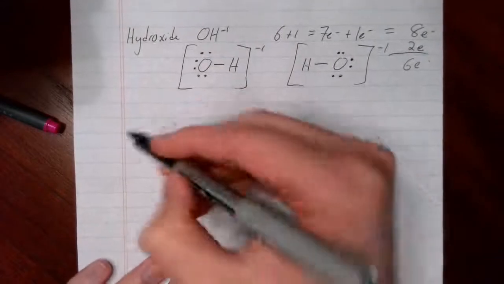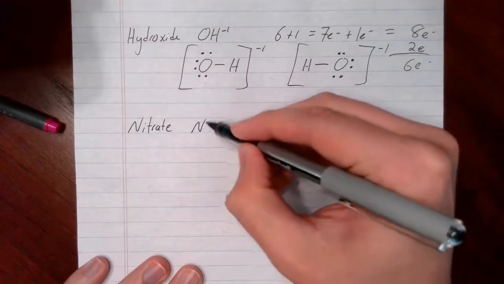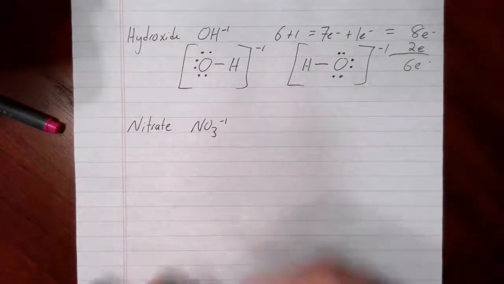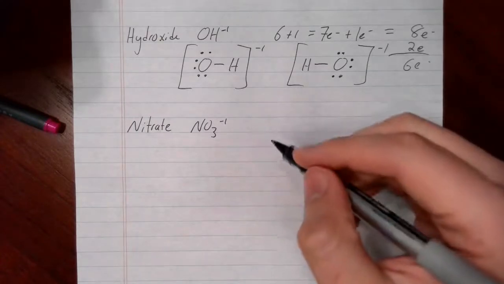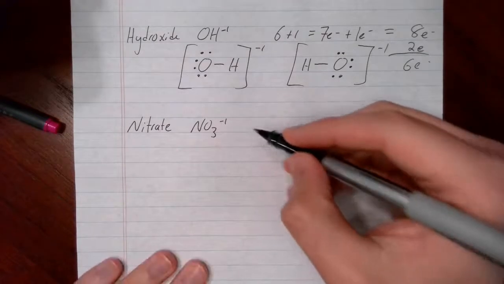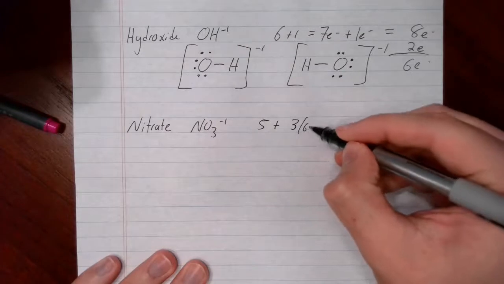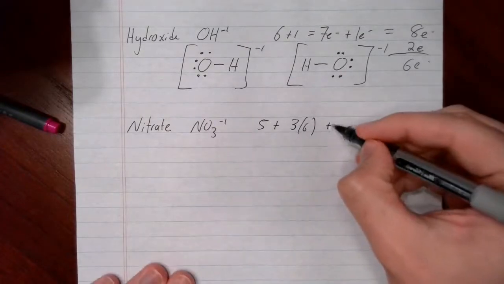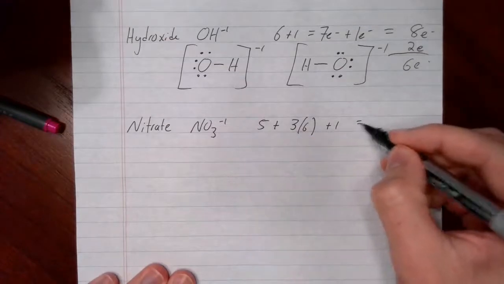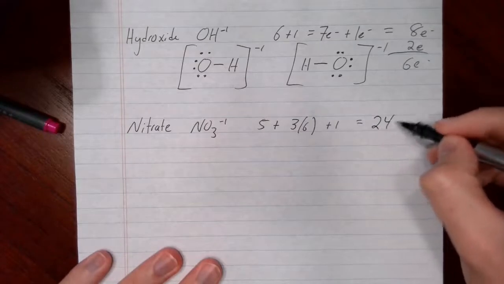Let's look at nitrate. Okay, so I have NO3 -1. Okay, so I need to go through and determine the number of electrons. So nitrogen would have 5 valence electrons. So 5 plus 3 times 6. So then I'll go ahead and add the 1 electron there for the -1 charge. Okay, so I'll see that in total I have 24 electrons.